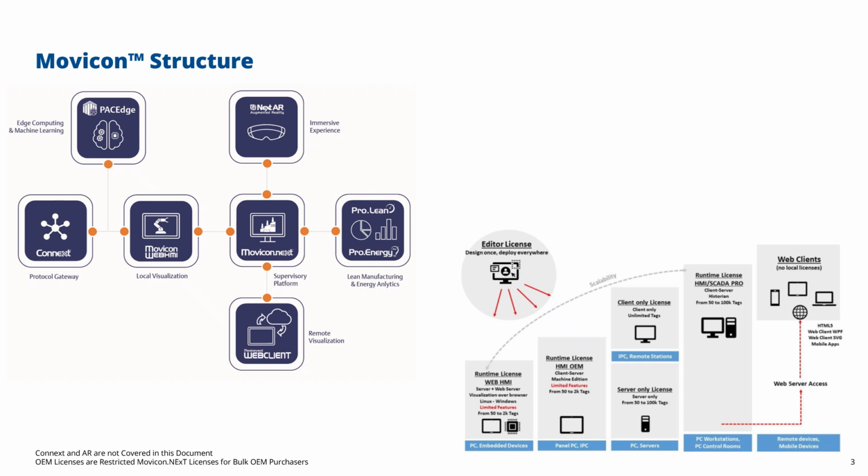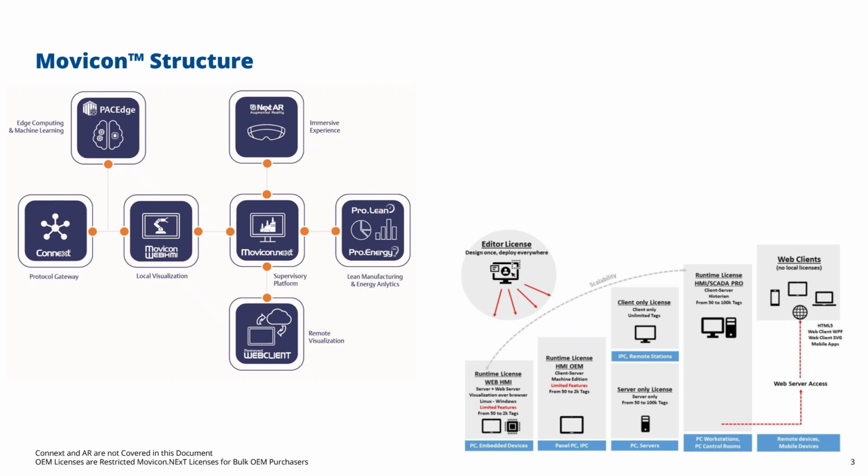Now, the way the product structure works, we start off with an editor. The editor allows you to design once and then deploy everywhere using the same editor for all of the different applications. So .NExT, WebHMI, Movicon.NExT, Pro.Lean, Pro.Energy, web clients, all configured using the same application, and then we deploy from that application to our target device.